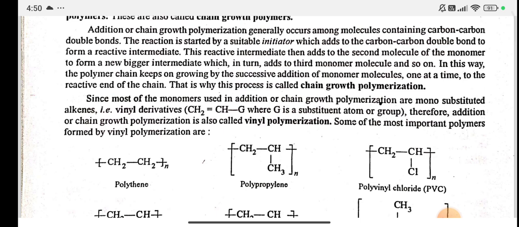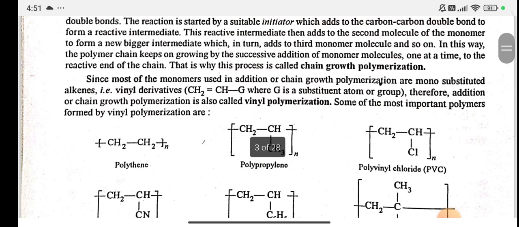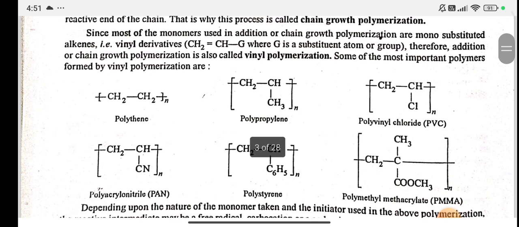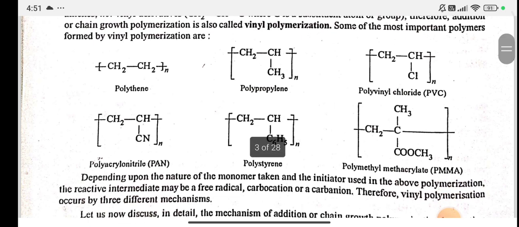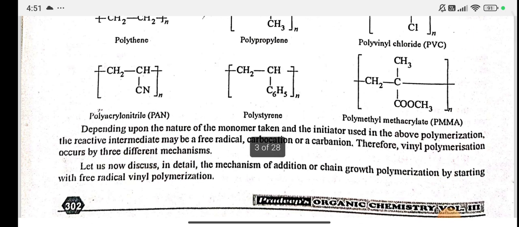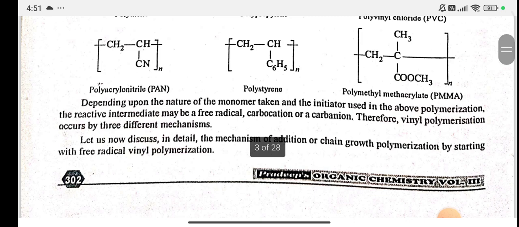Since most of the monomers used in addition or chain growth polymerization are monosubstituted alkenes or vinyl derivatives, the addition or chain growth polymerization is also called vinyl polymerization. Some of the most important polymers formed by vinyl polymerization are polythene, polypropylene, polyvinyl chloride, polyacrylonitrile, polystyrene, polymethyl methacrylate.